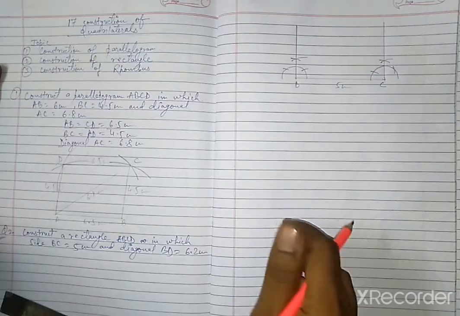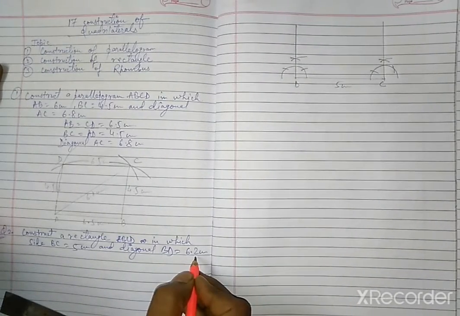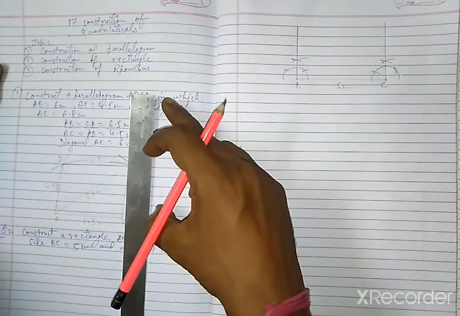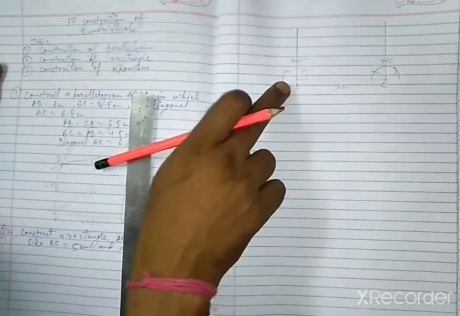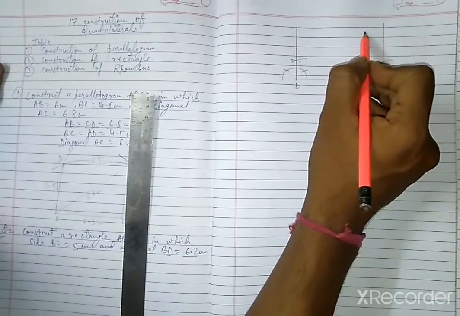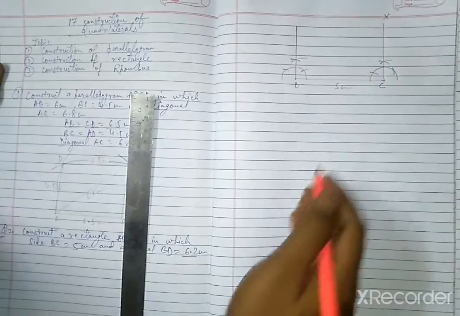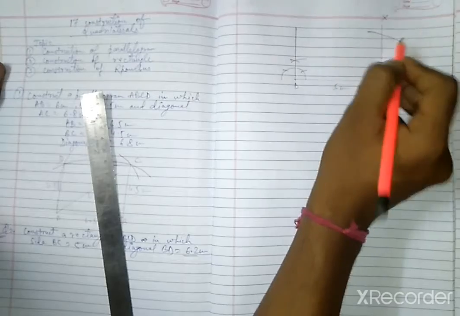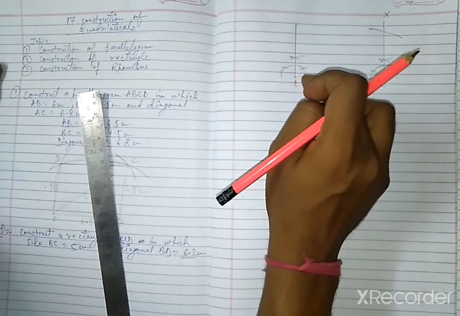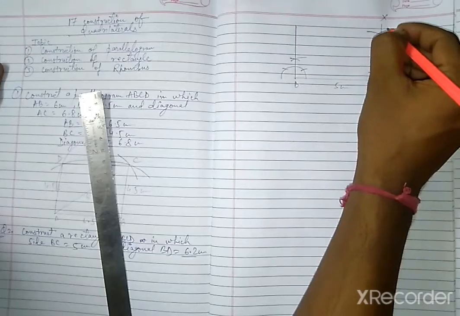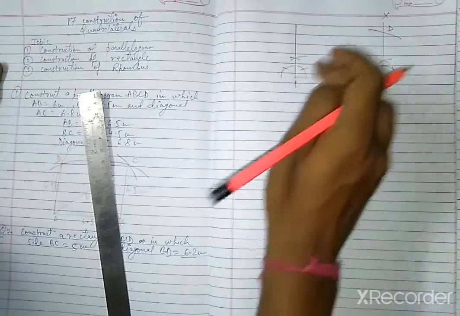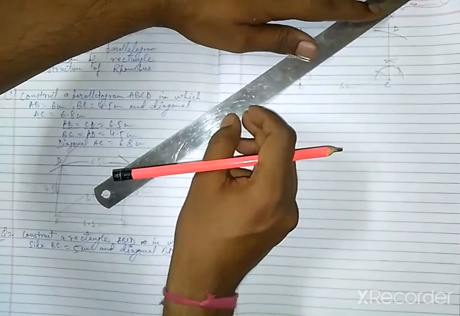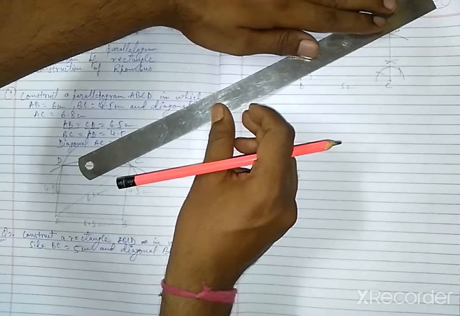Now next, I have given BD equals to 6.2 centimeter. With the help of compass and a scale, I will measure 6.2 centimeter, put it at point B and cut an arc on CX line such that this point, which I will consider as D, is 6.2 centimeter away from point B. I will join it.